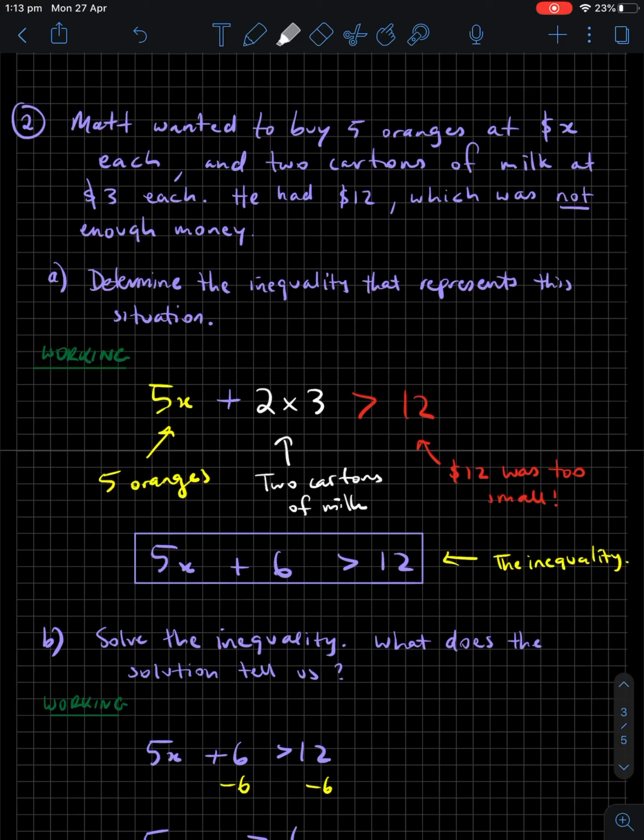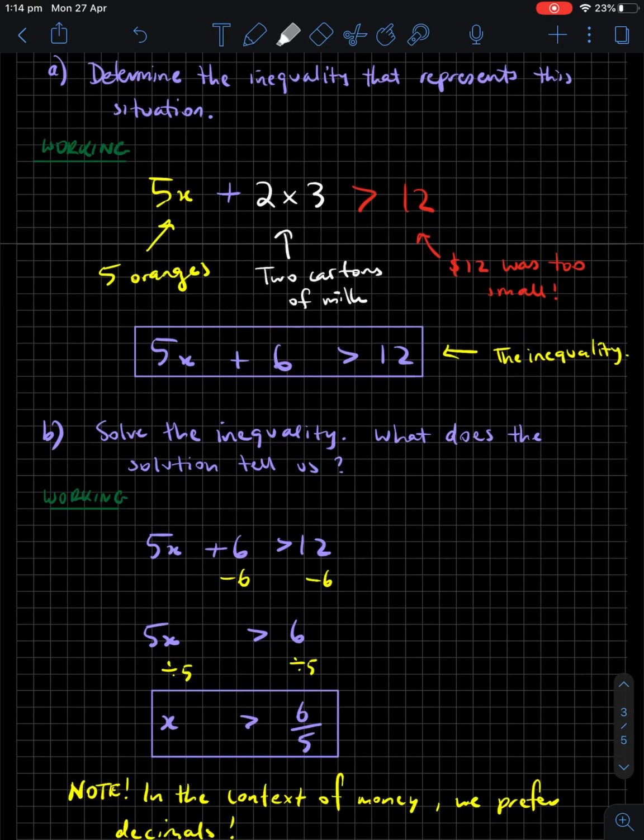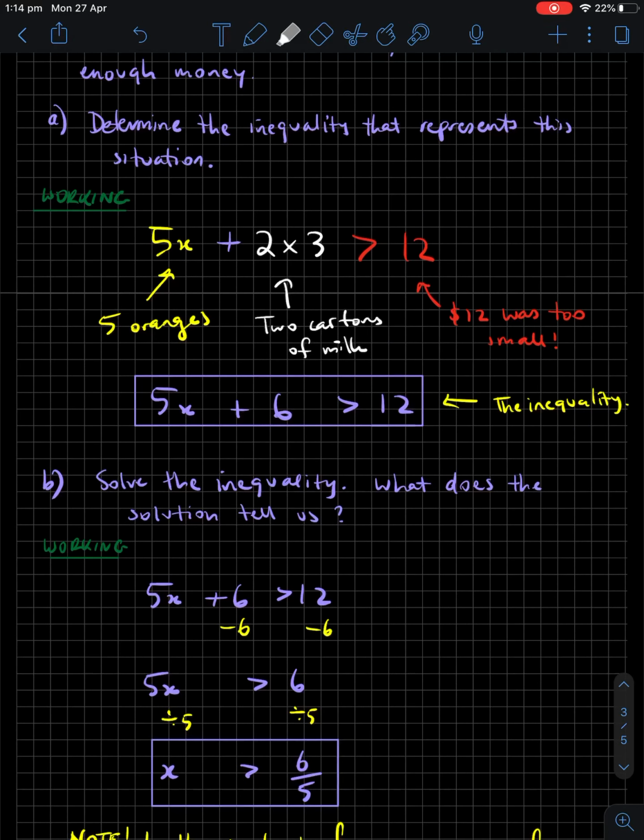So firstly, we want to determine the inequality that represents this situation. So we want to figure out an inequality. So that means like a number sentence that uses these greater than or less than symbols. Okay, so first up, the working. Well, he wanted to buy 5 oranges and they're X dollars each. So you want 5 lots of oranges or 5 times our X because that's the value of one of these oranges. So that's one of the first things we're going to be writing down, 5 oranges or 5X.